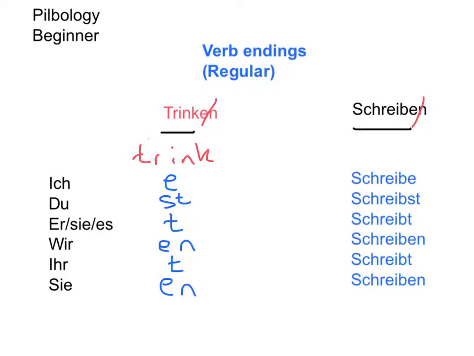Okay, so well done. Your answers should look like this. You should have the e, the st, the t, the en, the t, and the en. Now, there's normally an exception to the rule, but in this case there isn't. But here's a couple of tips.